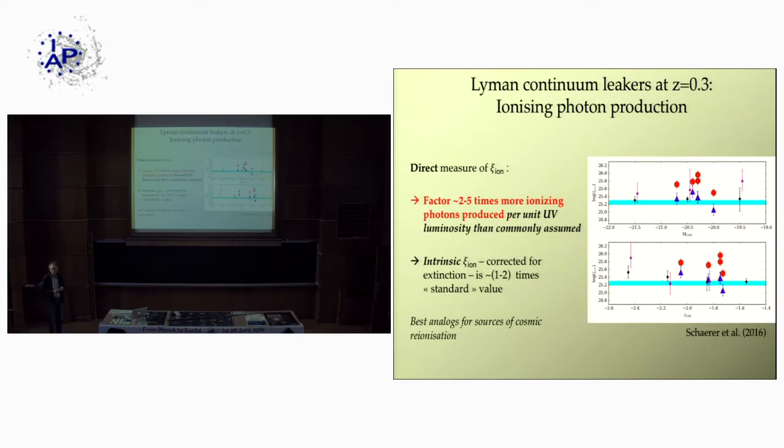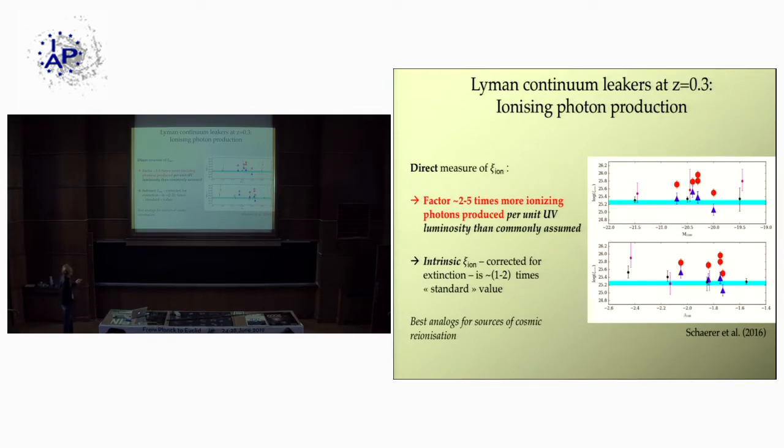Then an important quantity which we can derive is the amount of ionizing photons which are produced. Because as I said, for the budget of ionizing photons to explain cosmic reionization, we need to know not only what fraction escapes, but we need to know how much in absolute terms is produced. And this is a quantity which is now described by this kind of weird quantity Xi ion. It's basically the number of ionizing photons emitted by a galaxy per UV luminosity, so per UV at 1500, for example.